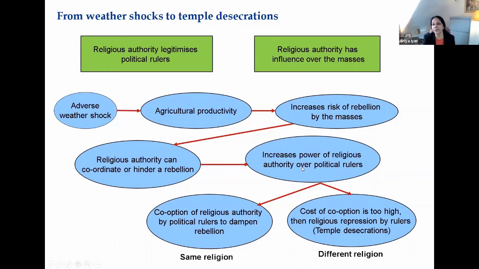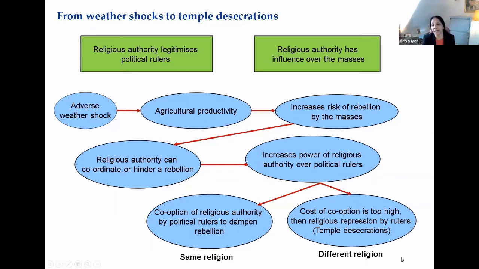However, the issue then becomes, how does the religious authority, how is it actually then dealt with by the political rulers? Now, one option, which your colleague in Oxford, Eric Cheney, has pointed out in a lovely paper on the Nile shocks, he argued that when you had these sorts of shocks, the political rulers would co-opt the religious authority to dampen the rebellion. And that is true and holds when the political rulers as well as the religious authority may belong to the same religion.